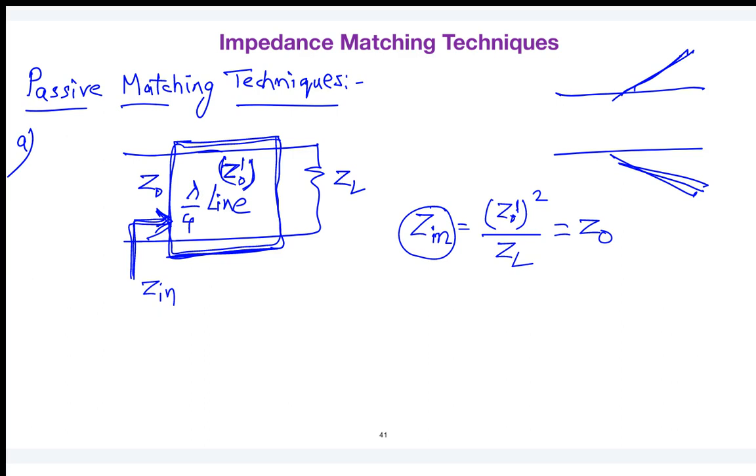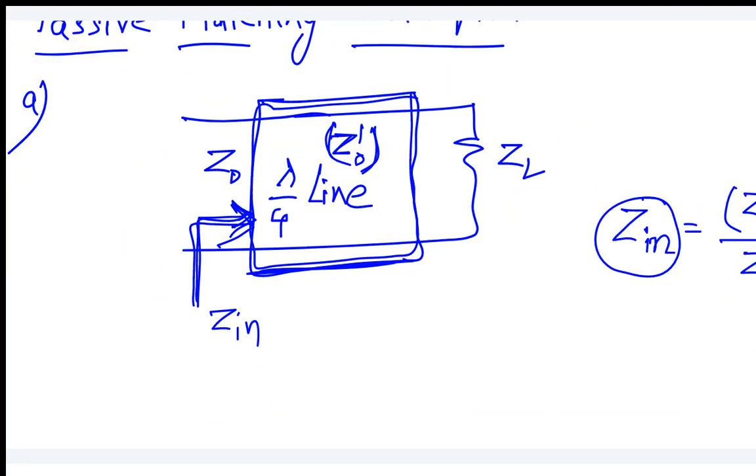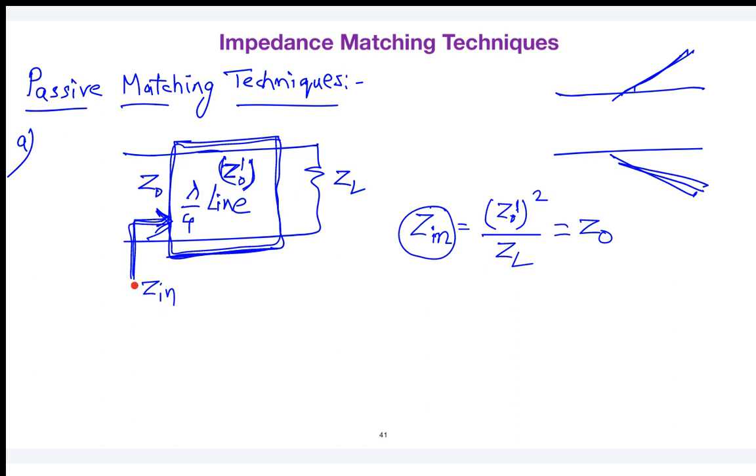Impedance matching means you have to match the impedance. So how to do the design in such a fashion that whatever the net input impedance, when you look from this side, if you are able to make the value equal to Z0, if you are making sure that Zin equals Z0, the impedance matching is ensured. As per that, I equated the Zin value to Z0.